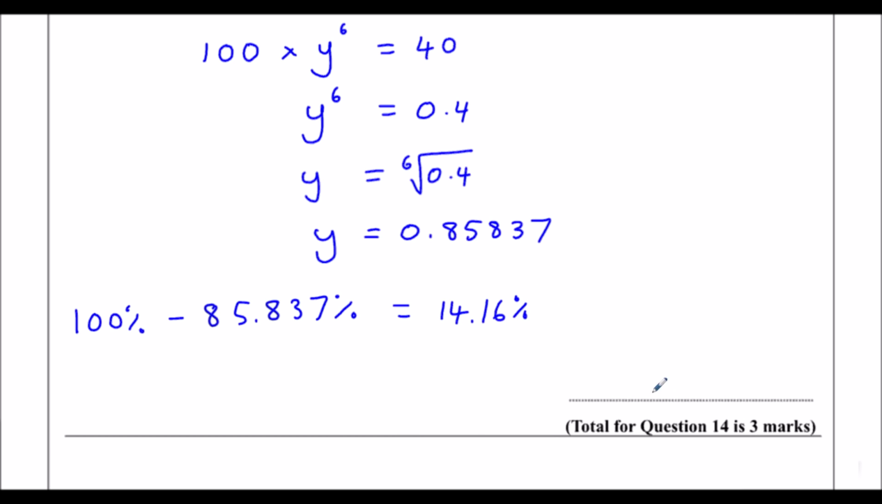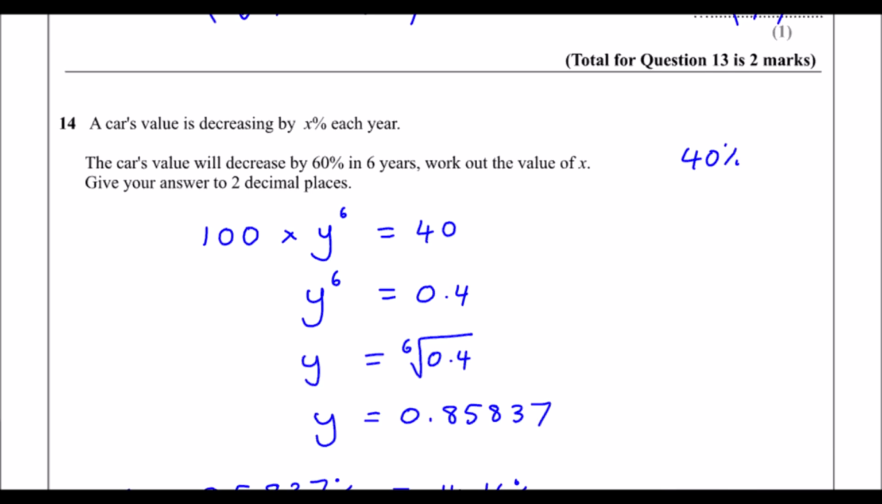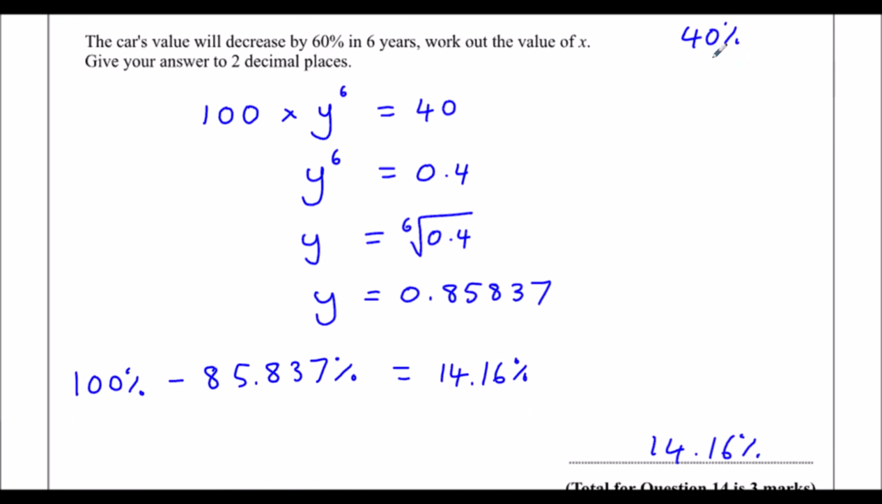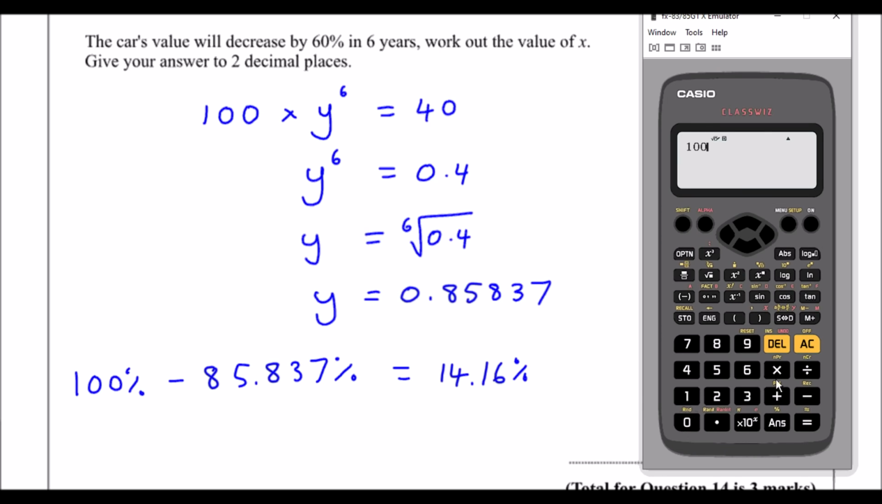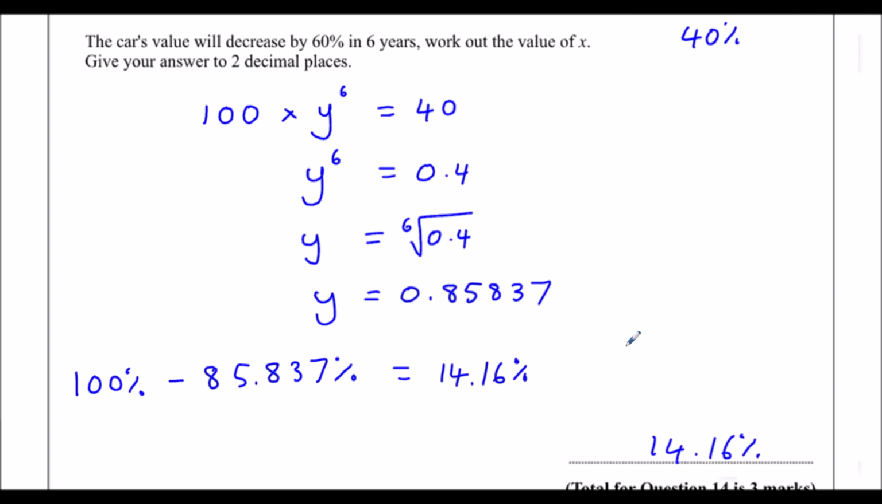So that's 14.16% every year we're decreasing by, to get a 60% decrease in 6 years. So we take off 14.16% every year for 6 years, and that will get us down to 40%. We can check our answer by doing it backwards. So 100 times our multiplier, 0.85837 to the power of 6 gets us down to 40% of the original value.